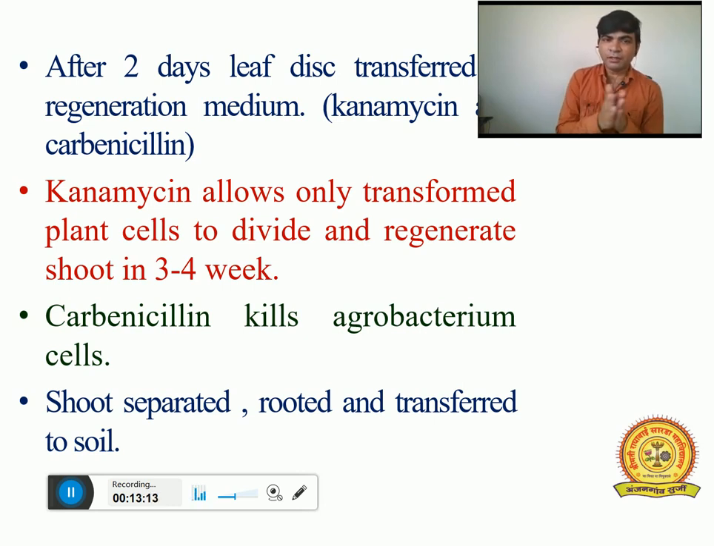And another thing, that is carbenicillin. Here two antibiotics are used, kanamycin and carbenicillin, and they show their activity. After the confirmation of our gene of interest with the help of this marker, the shoot is separated, rooted and transferred into the soil to grow, and then we can see how our gene of interest is transferred into the plant cell.